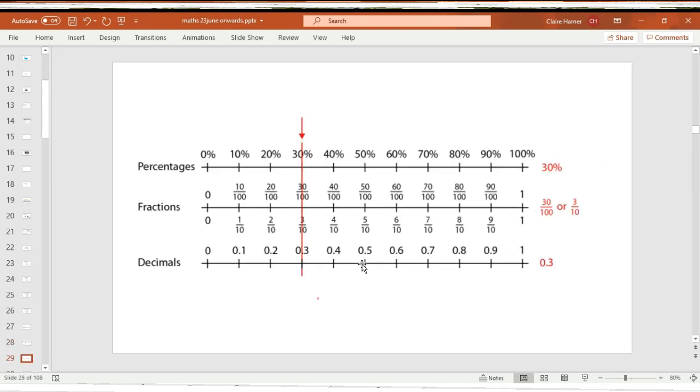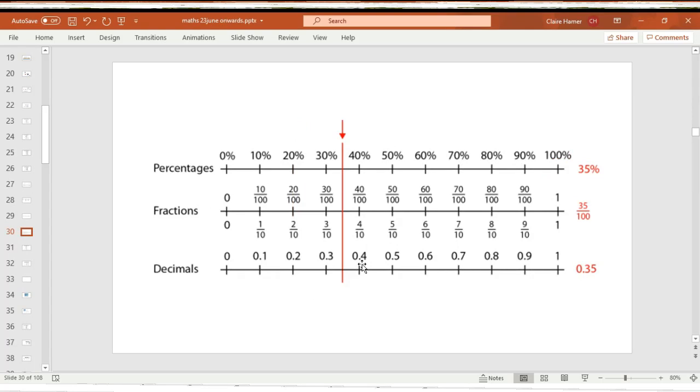So we talked about tenths before, so 0.3 equals 3 tenths, which equals 30%. If you go in between 30 and 40%, you get 35%. The equivalent fraction is 35 hundredths, and the decimal is 0.35. If we think about money, that's 30p, that's 40p. So halfway between 30 and 40p is 35p, so that makes complete sense. You write this one down.